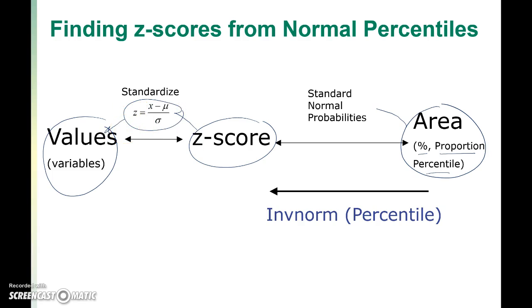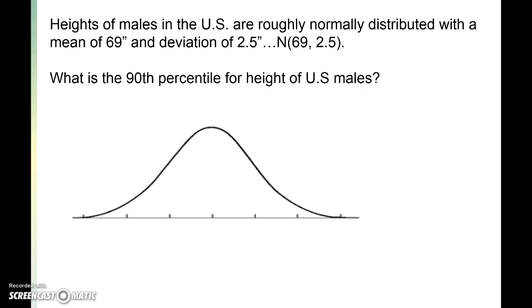Now, in order for us to go from the area, we can work backwards through a standard normal probability table, but we're going to be using the calculator function inverse norm. Okay, let's take a look at a couple of examples here. All right, again, still working with the males.